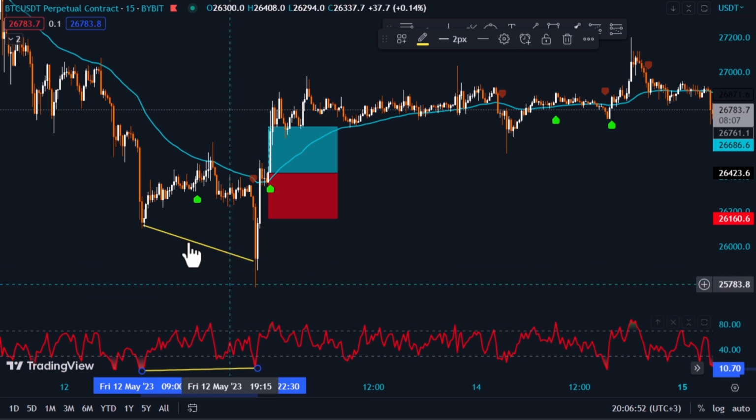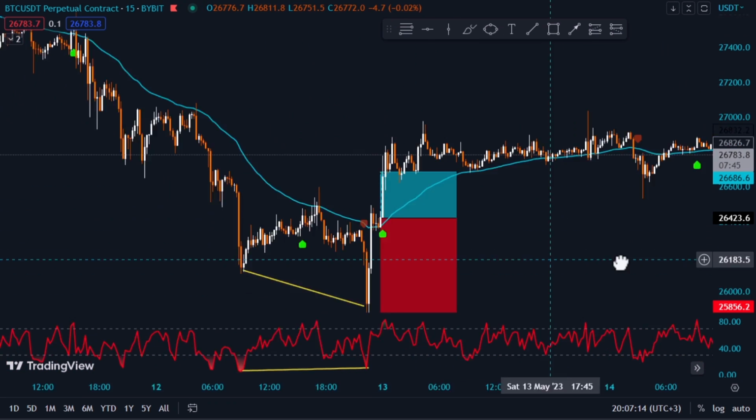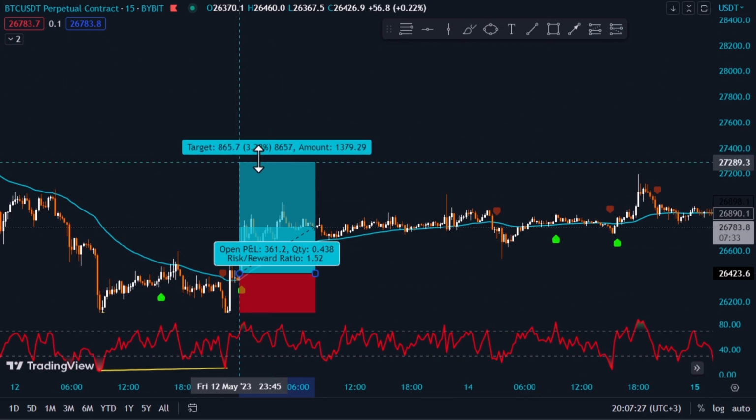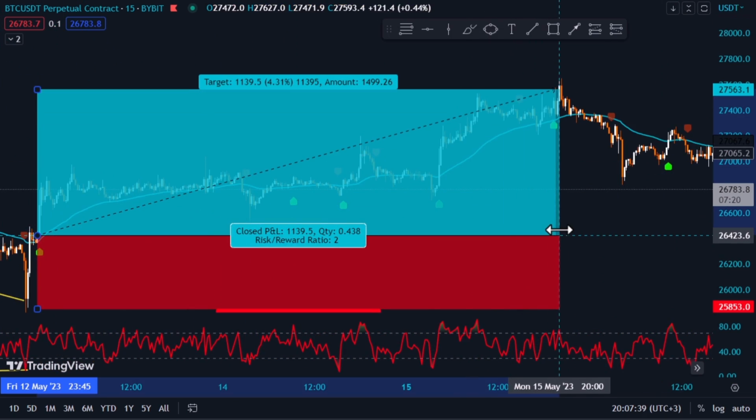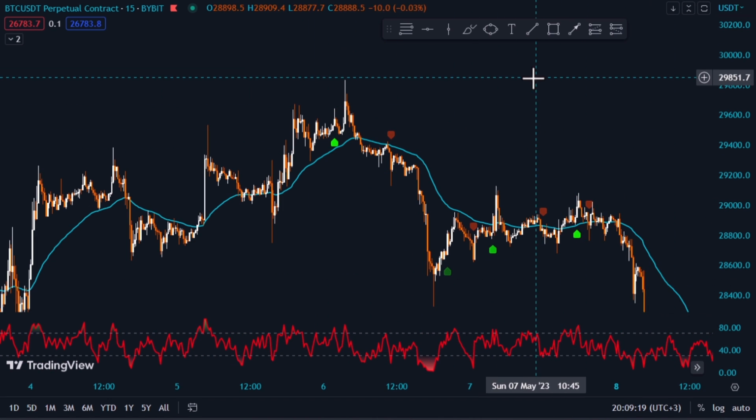But here, long story short, the stop loss will go slightly below the latest swing low. The reward ratio is going to be 2 to 1. Okay, so one successful trade. The same is going to work for short trades.